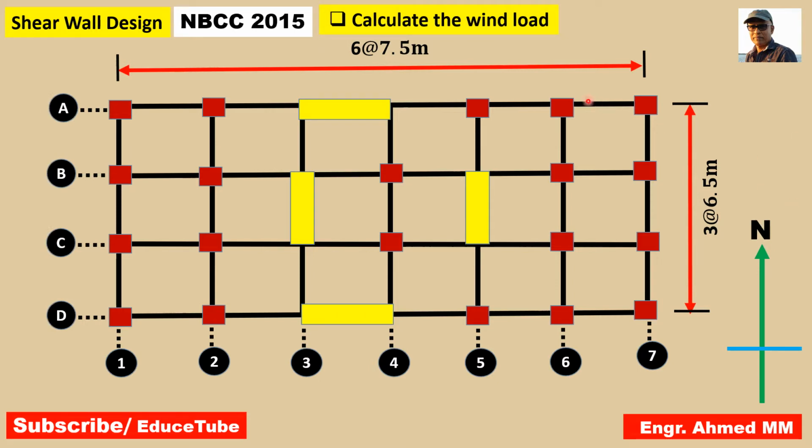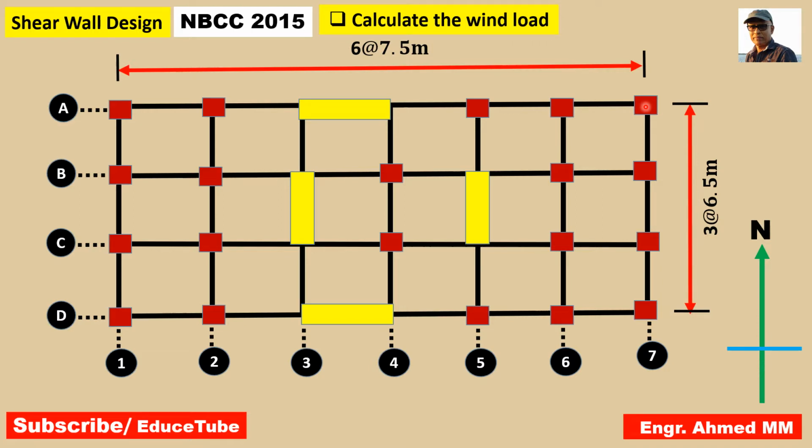It has 6 bays of 7.5 meters in the east-west directions and 3 bays of 6.5 meters. Here you can see that in the north-south directions, and all columns are 40 by 40, I mean 400 millimeters by 400 millimeters.